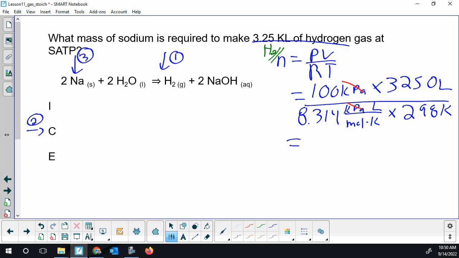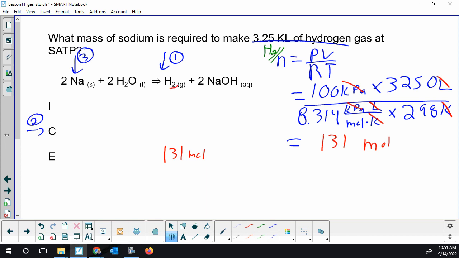Kilopascals cancel, liters cancel, Kelvins cancel, and we get moles on the bottom of the bottom: moles to the -1 to the -1, which is really just moles to the 1. And I got 131 moles, rounding it for the sake of putting on the board. So we're not done. You'd have all the digits in your calculator, but there was 131 moles made.